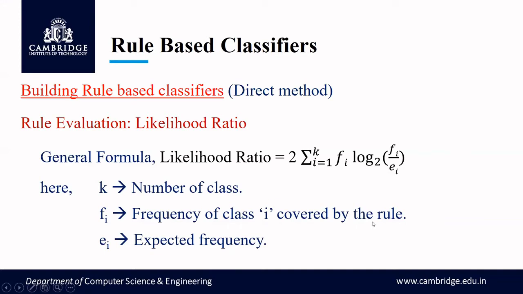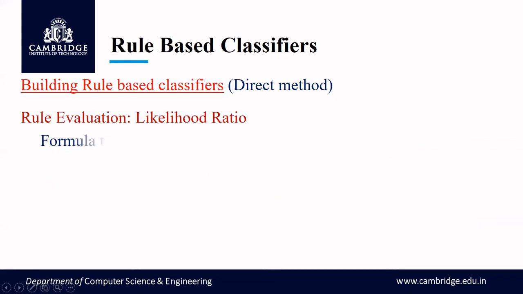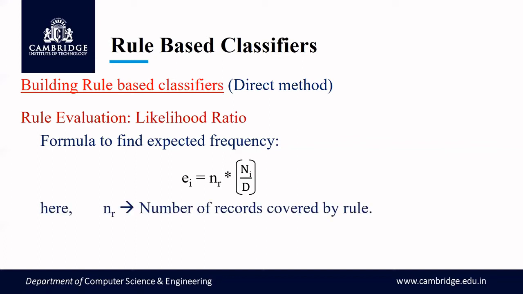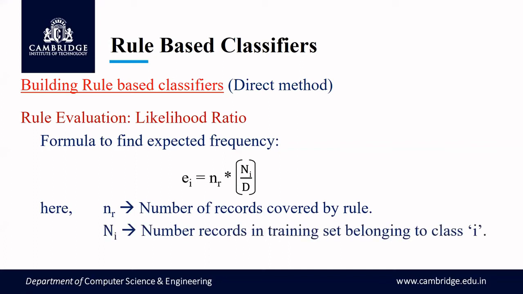Now, what is this expected frequency? How do we find it? The formula to find the expected frequency is nr into ni by d. What is nr? It is the number of records covered by the rule, whereas ni is the number of records of class i in the training set, and d is the total records in the training set. You can take a snapshot of this also, and make a note of this in your class notes.